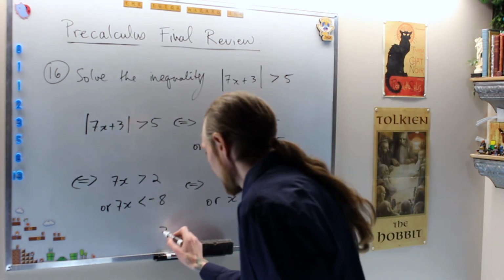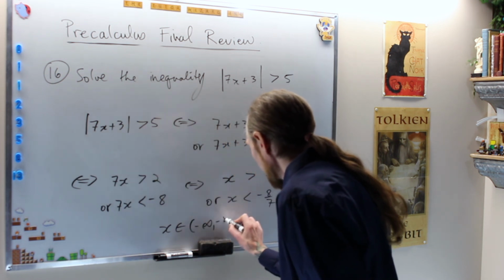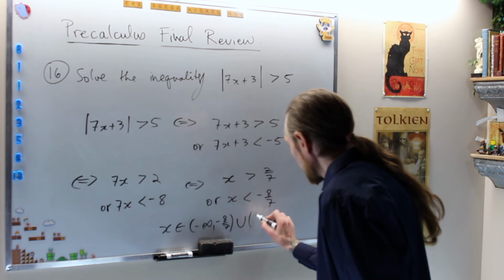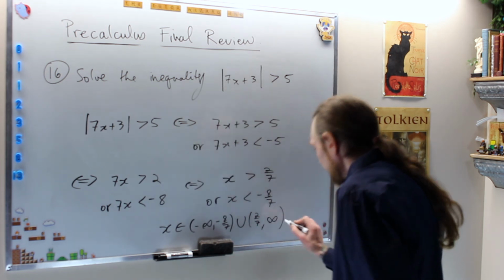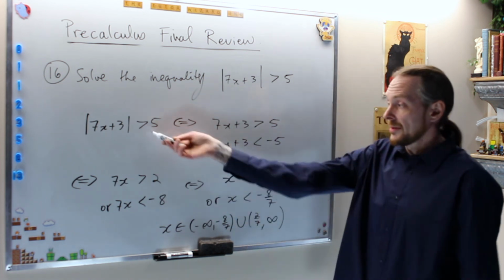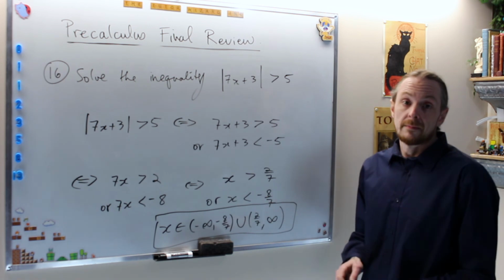As an interval, what does that give us? X is inside negative infinity, negative 8 over 7, union 2 over 7, infinity. This is where this is true, is in these two intervals.